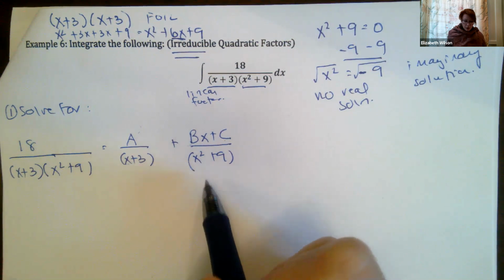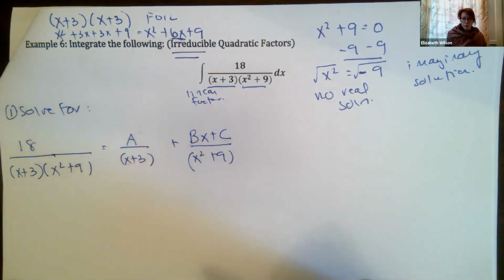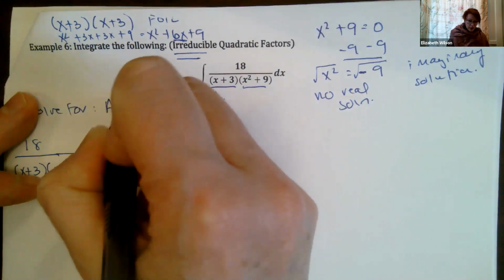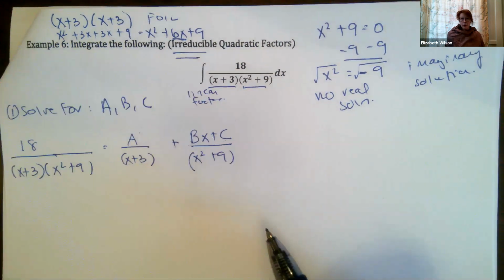So I've got x squared plus 9. I have Bx plus C in the numerator. This is the format that I need to use. And now that means I have to solve for A, B, and C. So I have 3 variables that I'm solving for here.